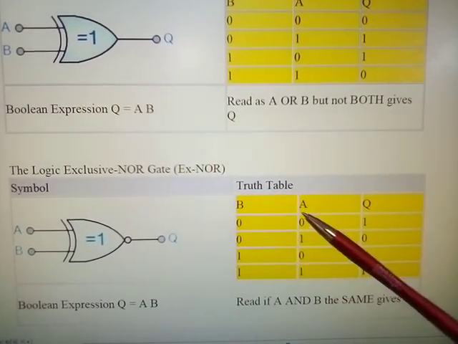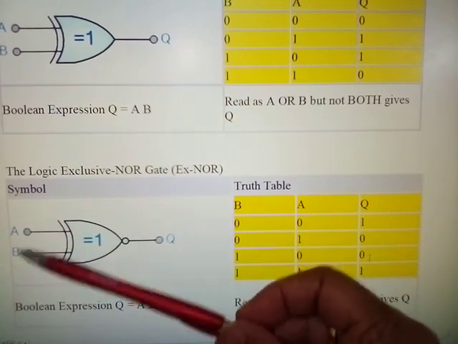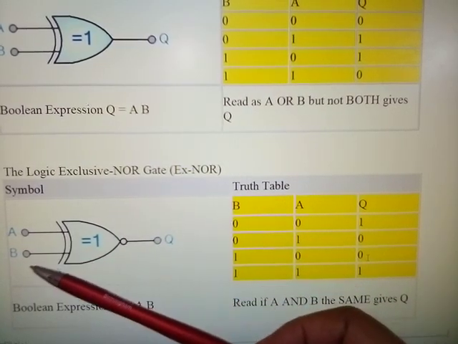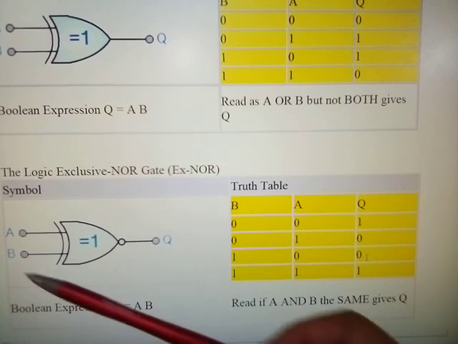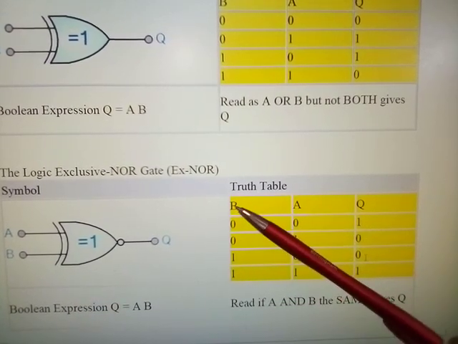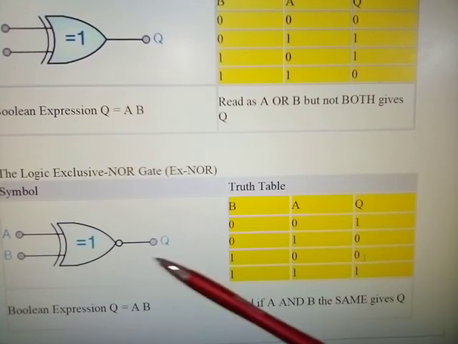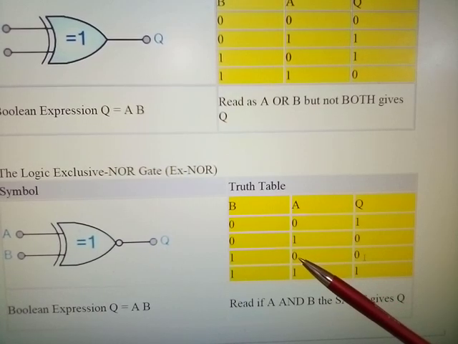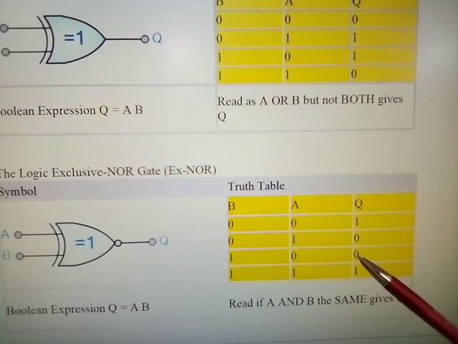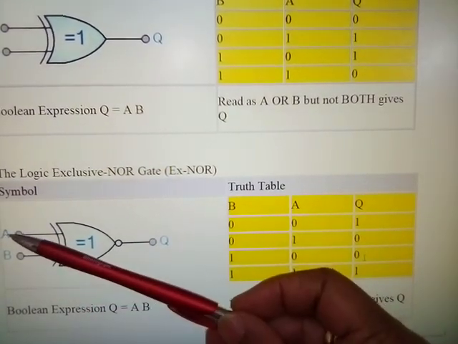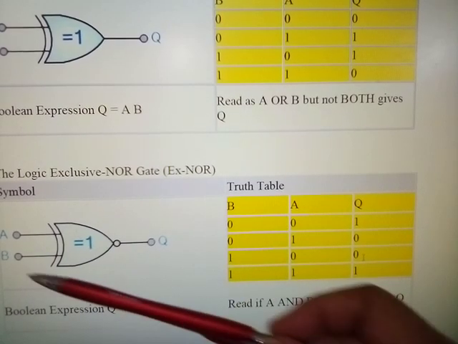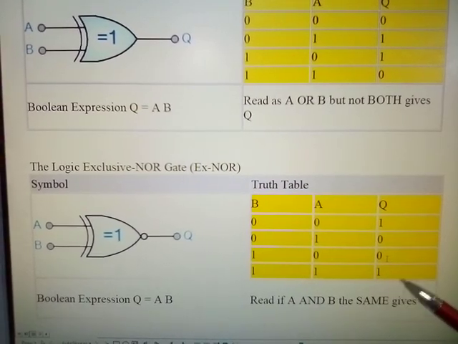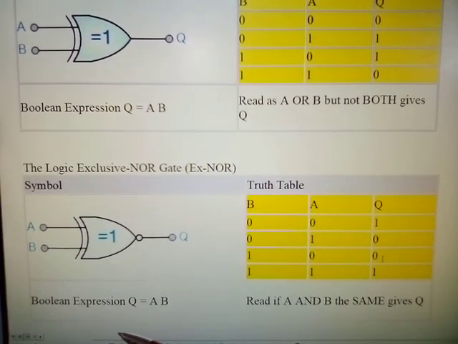Now look at the truth table. If A and B are at 0, you get a 1 output. If A is at 1 and B is at 0, you will get a 0 output. If B is at 1 and A is at 0, yes, you'll get a 0 output. But if A is at 1 and B is at 1, then you will get a 1 output. Okay, now Boolean expression Q equals A, B.